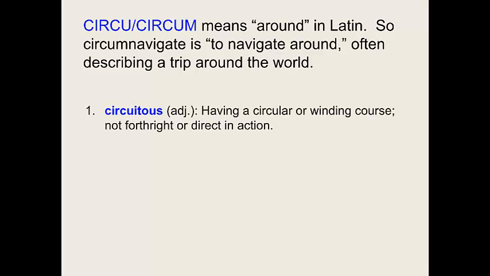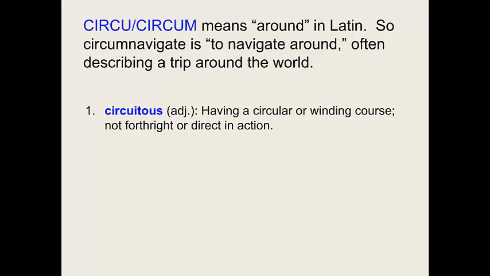Our first vocabulary word is circuitous. It's an adjective. It means having a circular or winding course, not forthright or direct in action. If you go to play mini golf and you get to a super hard hole where the path is winding and it's just almost impossible to make a hole-in-one, it has a circuitous path.